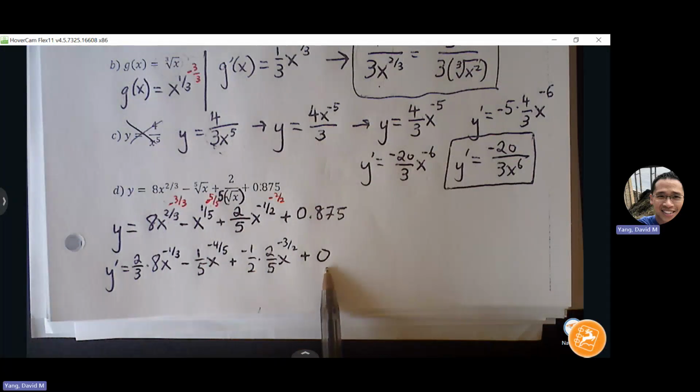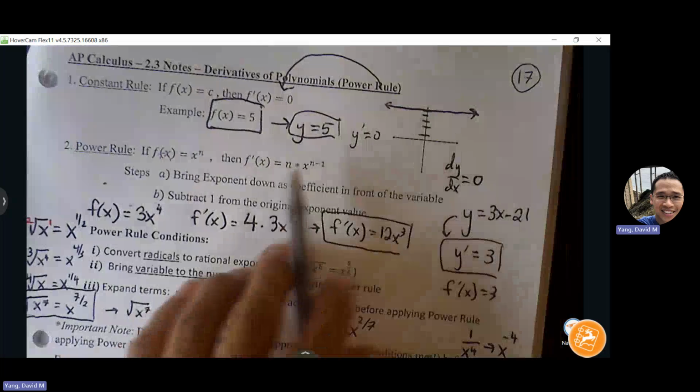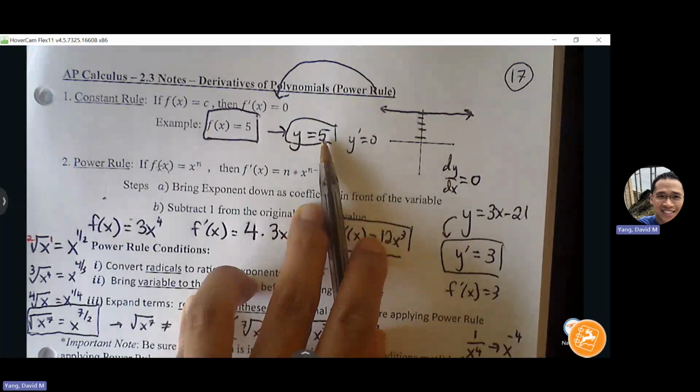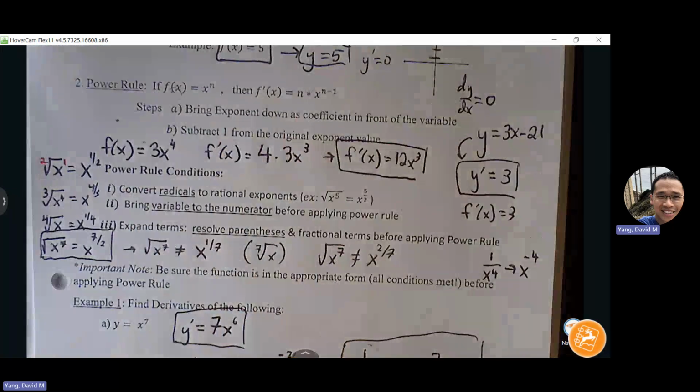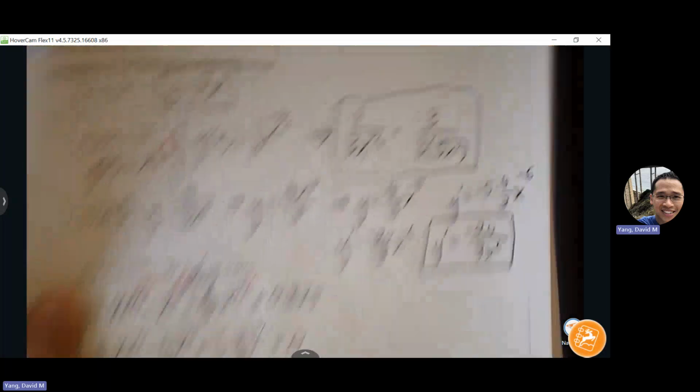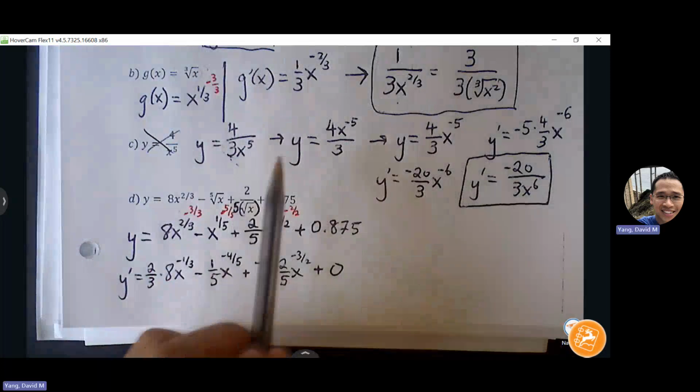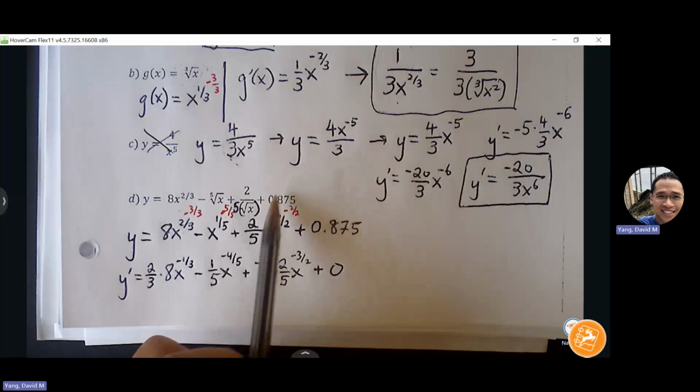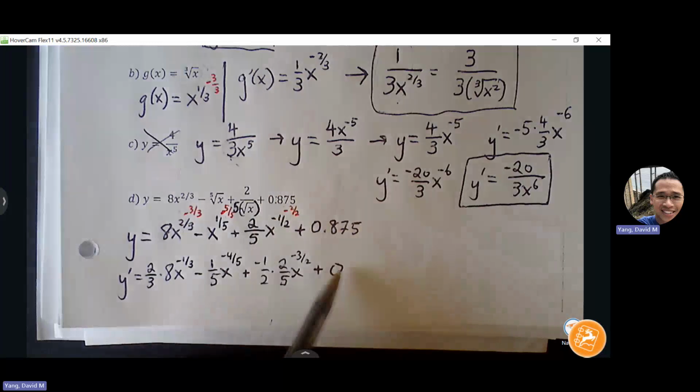So what happened to 0.875 is same thing as a number, right? It's just a number. So a number is just going to be a horizontal line. So the slope of a horizontal line is always going to be what? 0. So you just put 0 for it? That's right. 0 for 0.875. It could be a 6. It could be pi. It could be e. It could be 45. Any derivative of a constant is going to be 0.